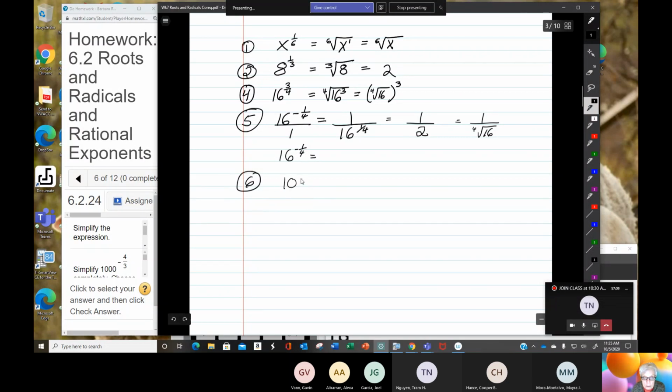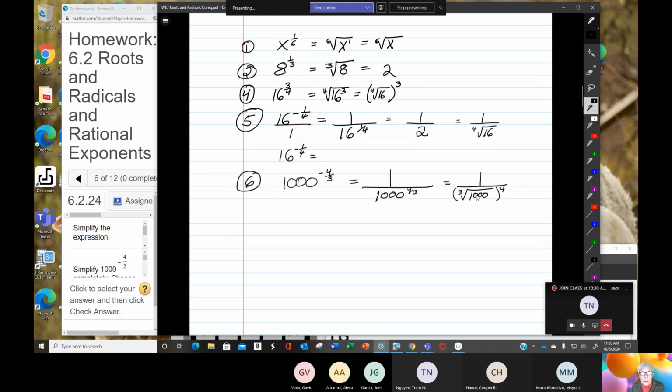1,000 to the negative 4/3 power is going to be 1 over 1,000 to the positive 4/3 power. It's going to be 1 over the cube root of 1,000 to the 4th power, but I already know what the cube root of 1,000 is. 10. So I know that then I'll only have to raise 10 to the 4th power. 10,000? Yeah.